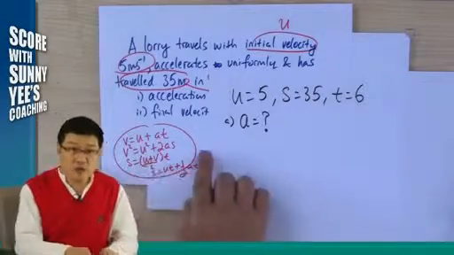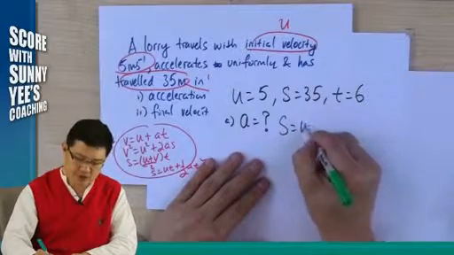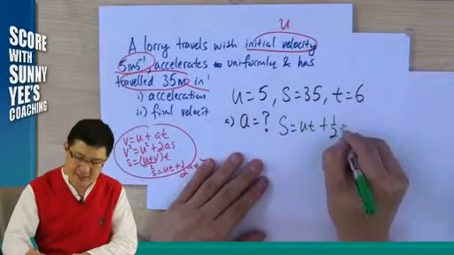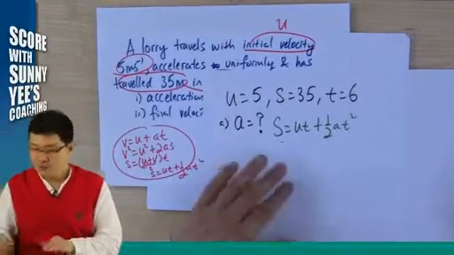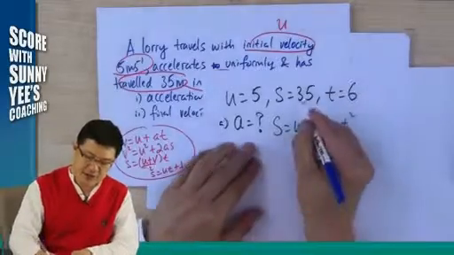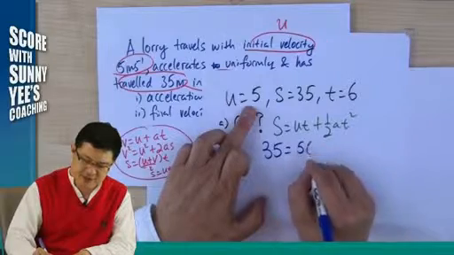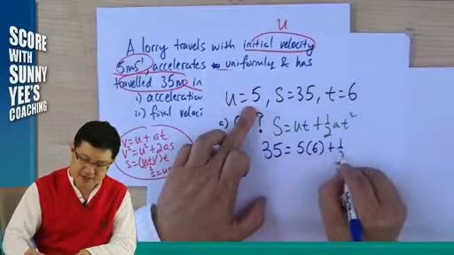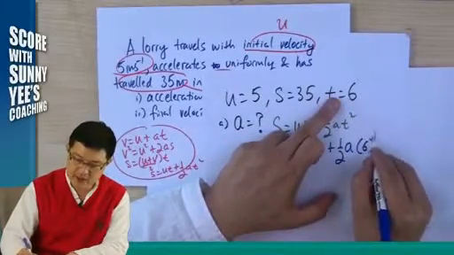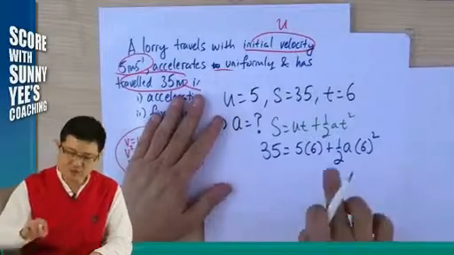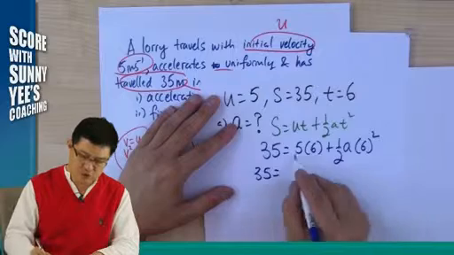So, in one equation with one unknown, that is the formula that you have chosen correctly. S equals UT plus half AT squared. With this formula that you have selected correctly, you substitute S equals 35, U equals 5, T is 6, plus half, A is unknown, which you are looking for, T is 6 squared. You see? One equation with one unknown, definitely you can find the answer. 35 equals 5 times 6, 30.